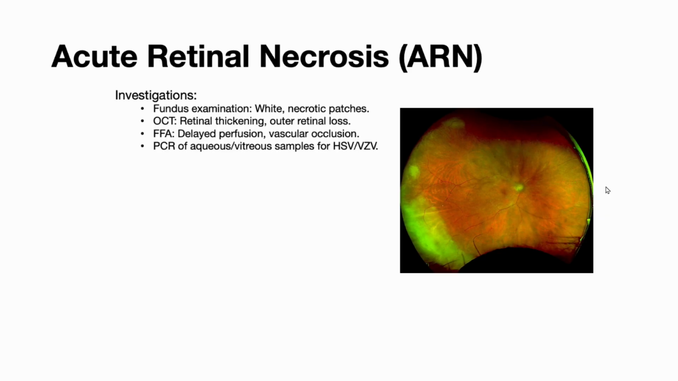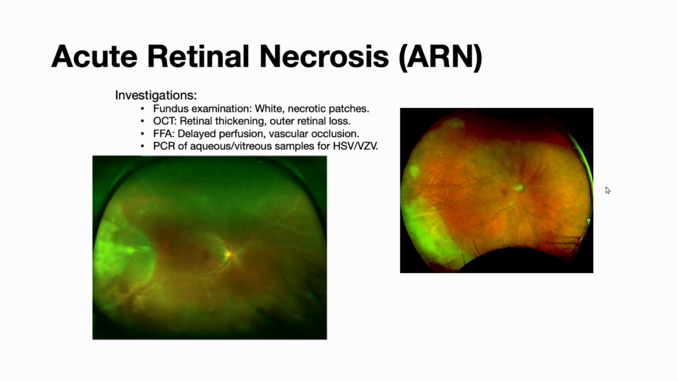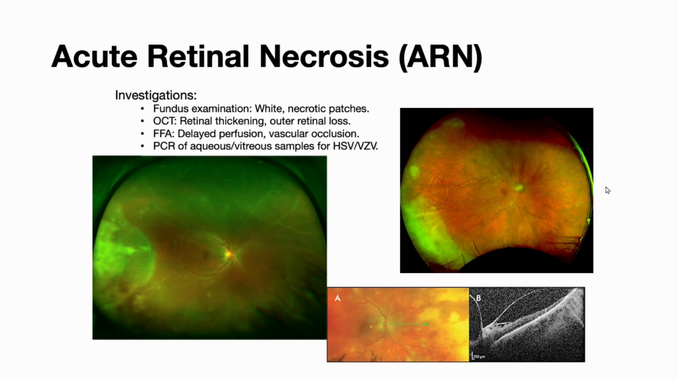So in this image of a right fundus, you can see peripheral necrotic patches temporally. This Optos ultra-wide-field photo of a right eye shows some peripheral vasculitis with temporal retinal necrosis and a serous retinal detachment. And in these images, you can see a fundus photo showing necrotic patches with active retinitis. The corresponding OCT scan shows severe thinning and loss of identifiable outer retinal layers, as well as vitreopapillary adhesion.